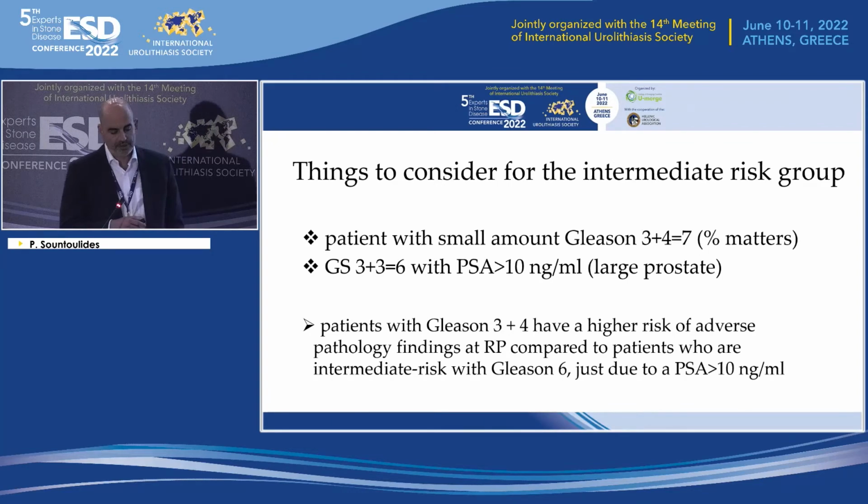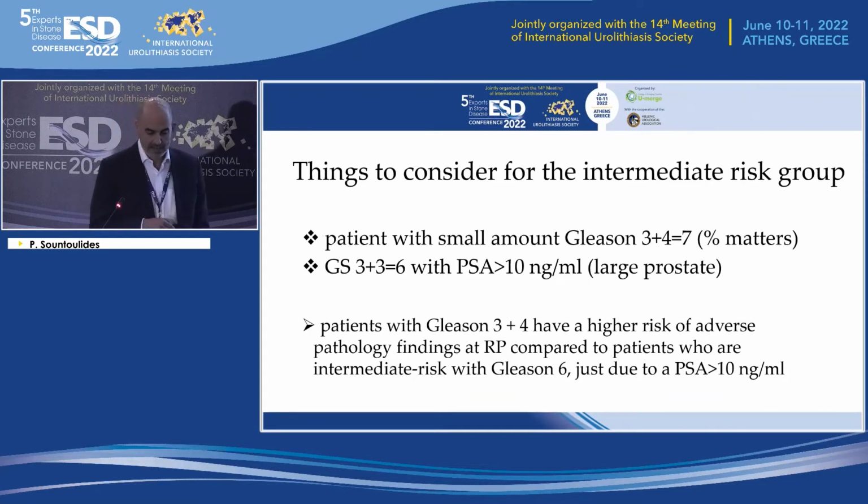And there are some things we need to consider before counseling a patient for or against active surveillance in the intermediate risk group. I have two, let's say, most common patient scenarios. The patient with a small amount of Gleason 4, so a Gleason 3 + 4 = 7 and a small amount of pattern 4. And the other case is Gleason 3 + 3 = 6 with a PSA more than 10, which by definition classifies this patient as intermediate risk. In most of these cases, the PSA is above 10 because of a large prostate. Studies have shown that the former patient has a higher risk of failure on active surveillance compared to the patient who has a Gleason 6 with a rather increased PSA.